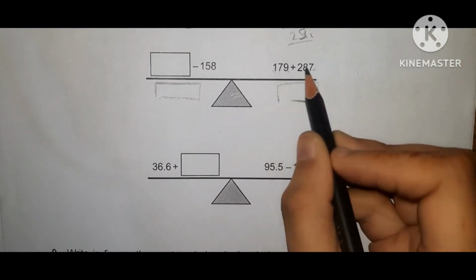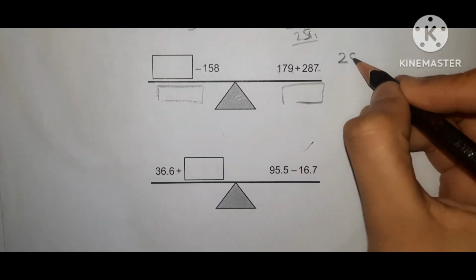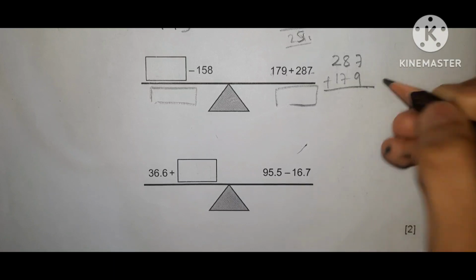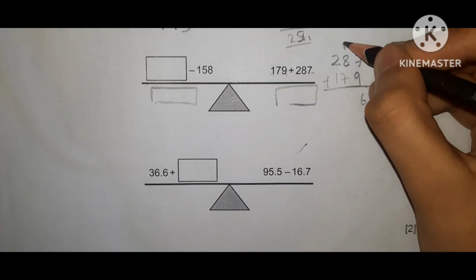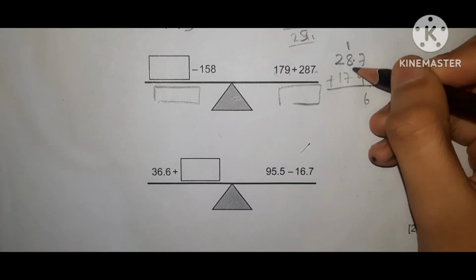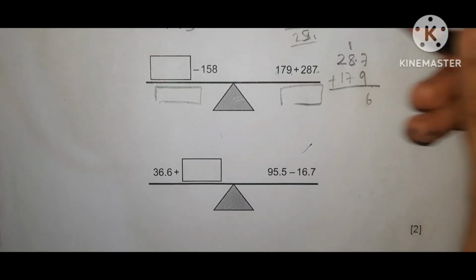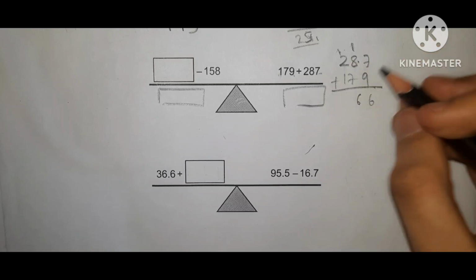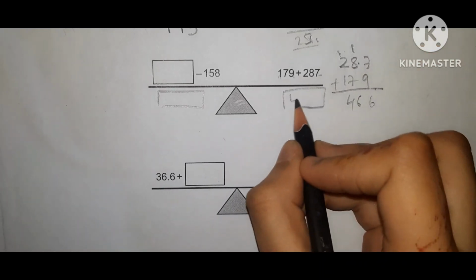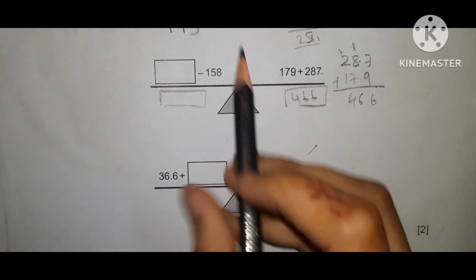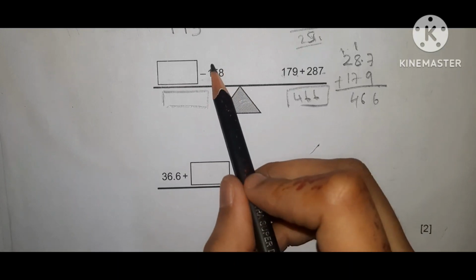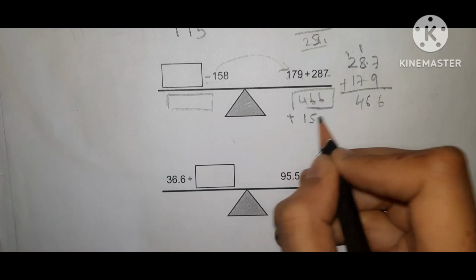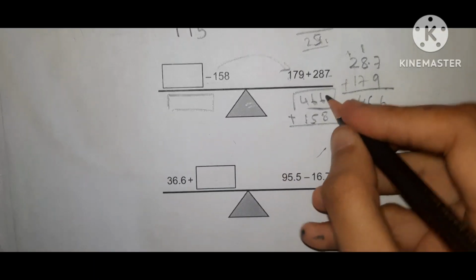Next, this answer should be equal to this answer. So we've got both of them for here. We'll calculate this first. 287 plus 179. 7 plus 9, 16. 6 carry a 1. 7 plus 8 plus 1, 16. 6 carry a 1. 2 plus 1 plus this, 4. So 466. So now it's minus here. So we're going to move this side. So it's going to become plus. So you'll add 158.